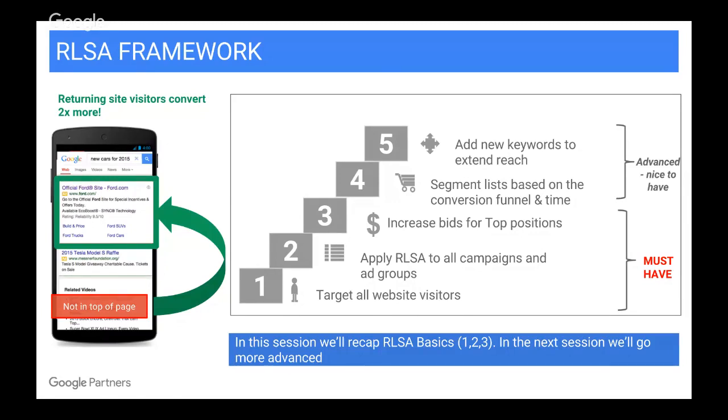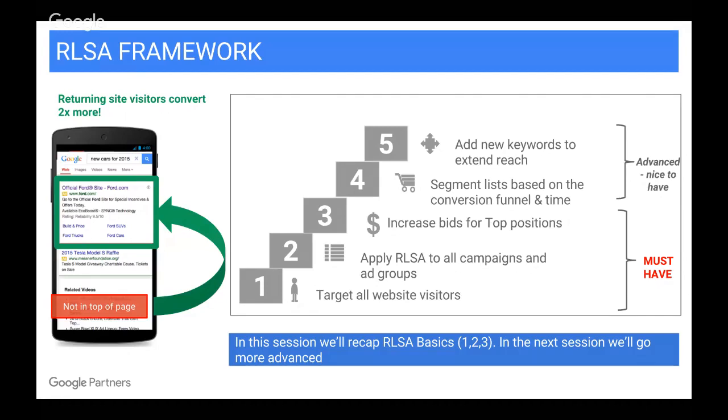Then you can also segment the lists further based on the conversion funnel and time. And then you can use RLSA in target and bid mode. We will see these in depth in the next session. It's a bit more advanced, so we won't cover it now.